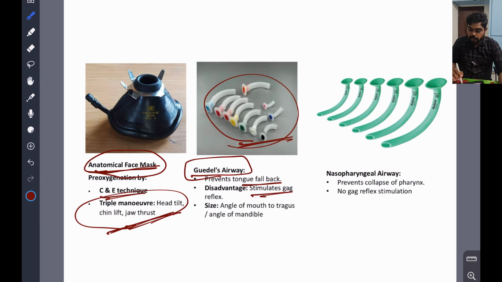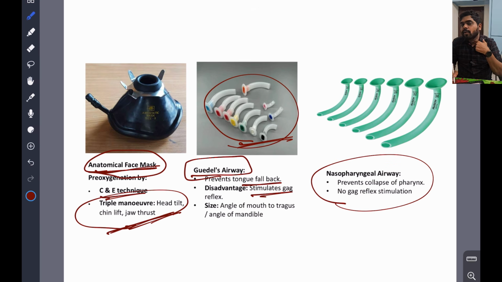It is very important. What is this green color one? These are known as nasopharyngeal airways. Through the nose, they are put toward the trachea. Nasopharyngeal airway prevents collapse of the pharynx, with no gag reflex. So if you put a nasopharyngeal airway, there is no gag reflex, and collapse of the pharynx can also be stopped. This is also very important.